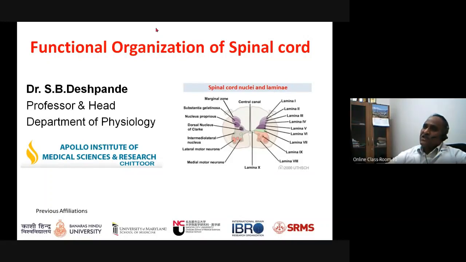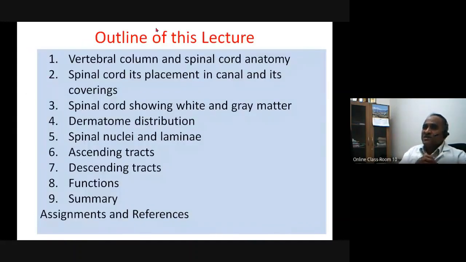Today's lecture, I will be giving a short overview of the functional organization of the spinal cord. It comprises mostly the functional anatomical basis of the spinal cord. I have outlined this lecture with the following points.